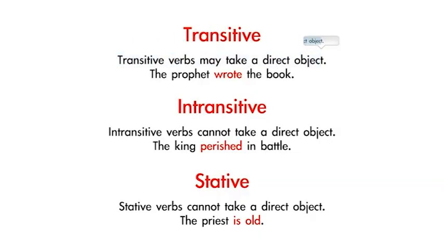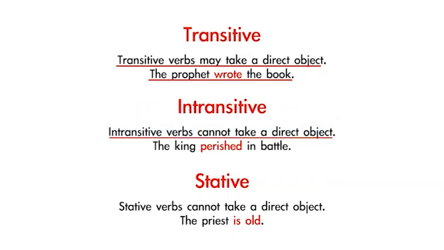Transitive verbs may take a direct object. Look at the example, the prophet wrote the book. In this example, the verb wrote takes a definite object, the book. What did the prophet write? The book. Transitive verbs can take a direct object. Intransitive verbs, however, cannot take a direct object. In the example, the king perished in battle, the verb perished cannot take a direct object. We just simply know that the king perished in battle somewhere.